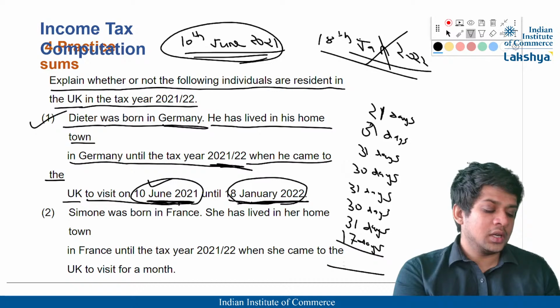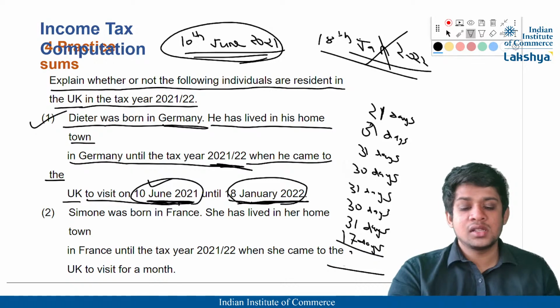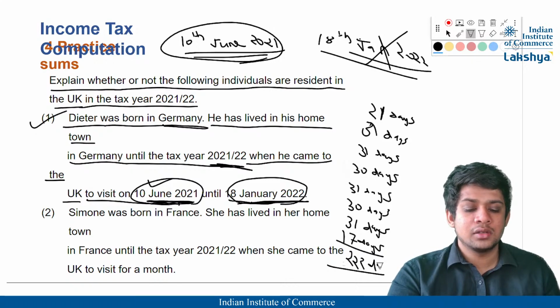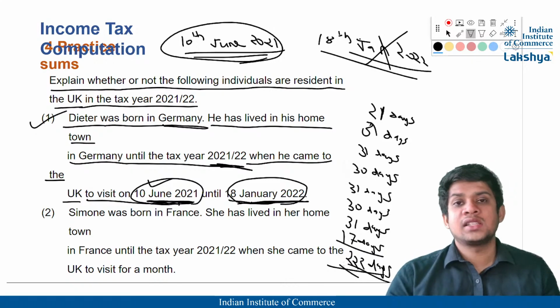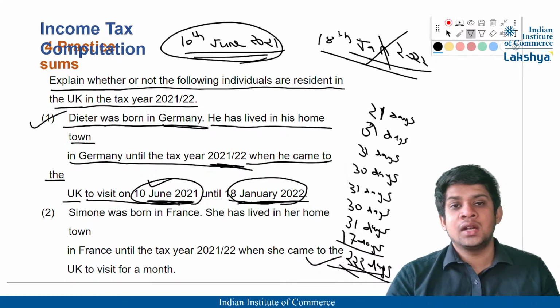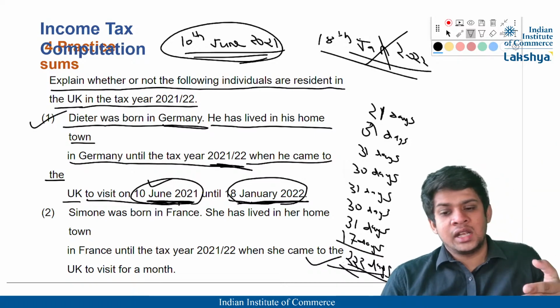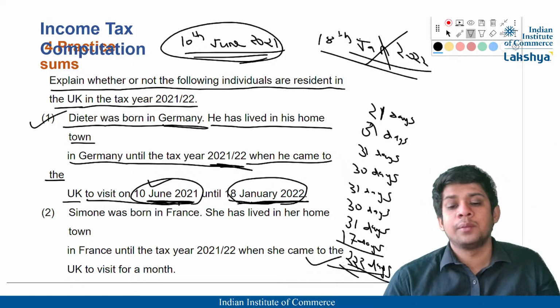Okay. So what are the total number of days? 21 plus 31 plus 31 plus 30 plus 31 plus 30 plus 31 plus 17. That will give us 222 days. Right. So he has stayed for 222 days during the tax year, and is the reason why he will automatically be a UK resident, correct? Because he has exceeded 183 days, right? He will not meet the non-UK residency test because there is nothing mentioned about it.